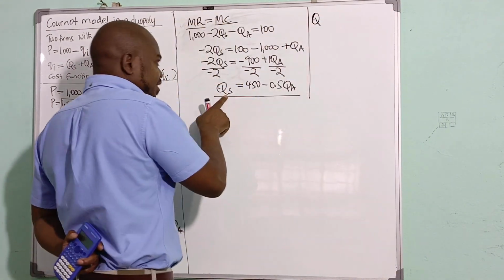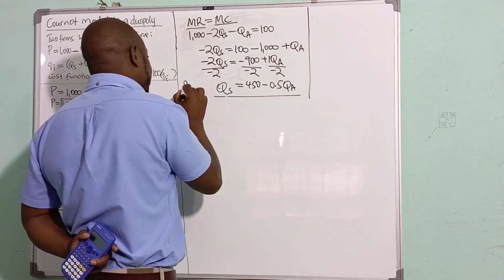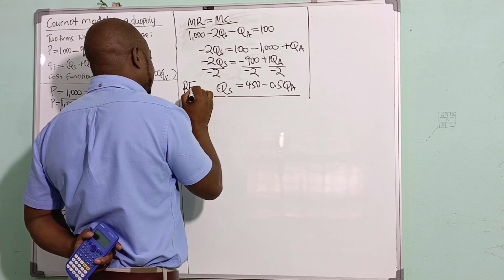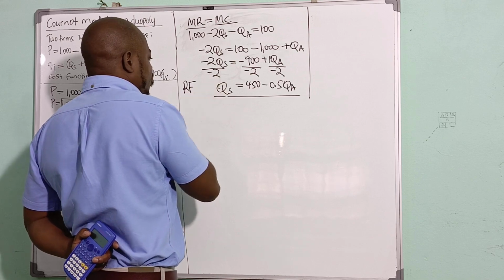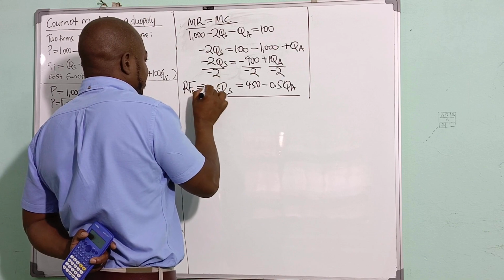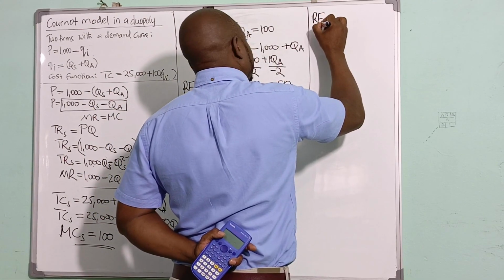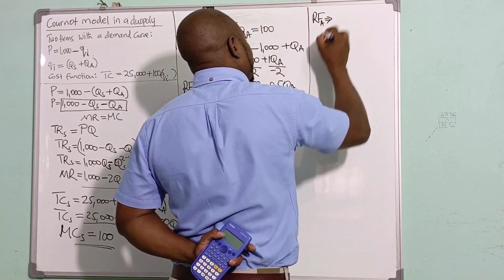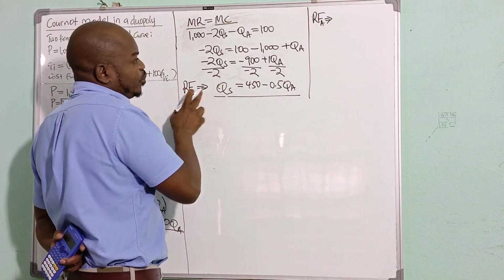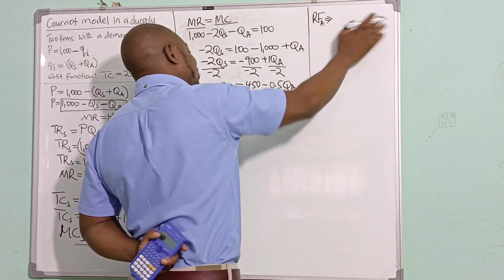Here it says QS. Instead of saying Q, let me indicate, this is the reaction function, or best response, for firm S. And then the reaction function for firm A. Remember, this is not an equal sign. We cannot have two equal signs in one equation. I'm just pointing to say what it belongs to.